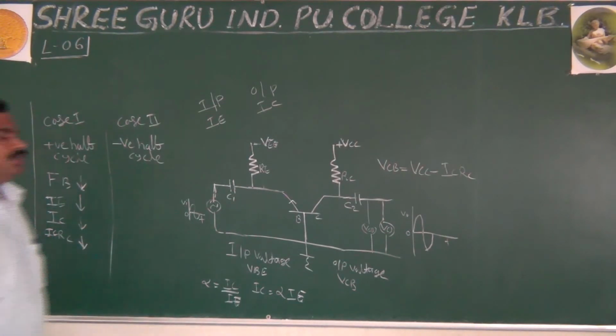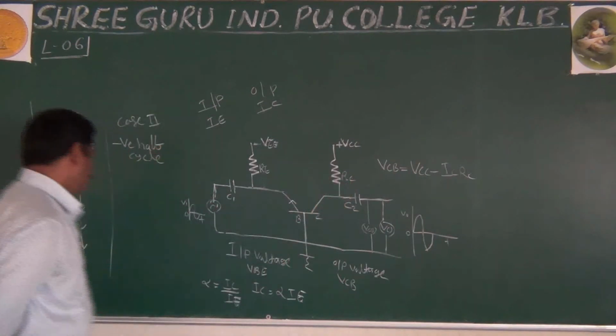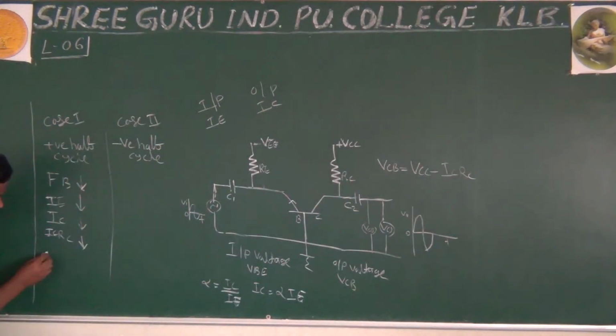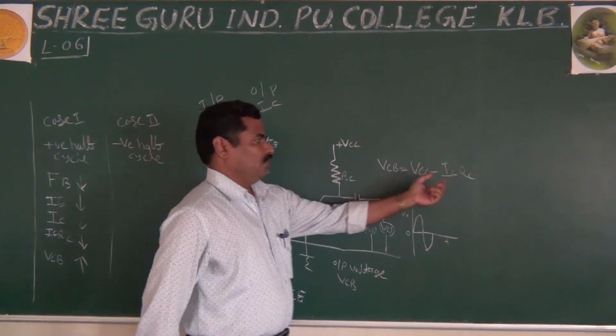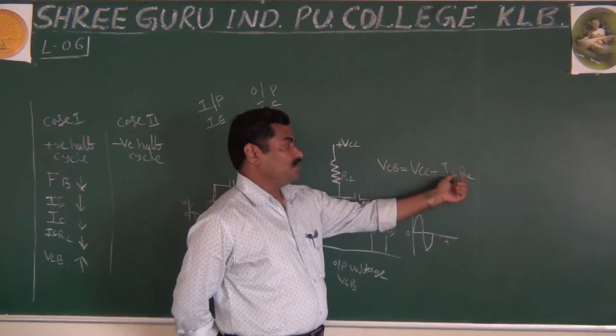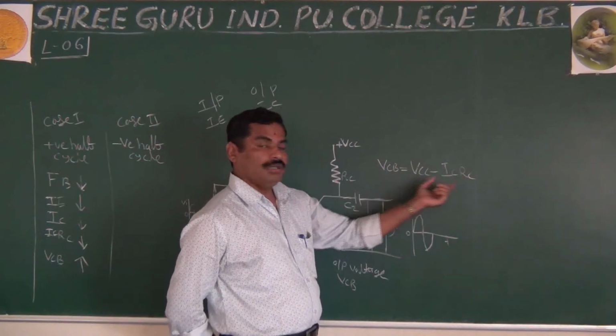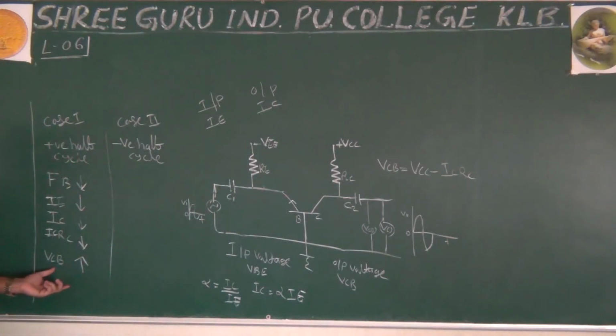It means the current flowing across RC decreases. And if the current flowing across RC decreases, then the output voltage VCB will increase according to the equation. In this equation, VCC is constant. Here IC into RC decreases, which means VCB will increase. That's why I can write that the output voltage increases.